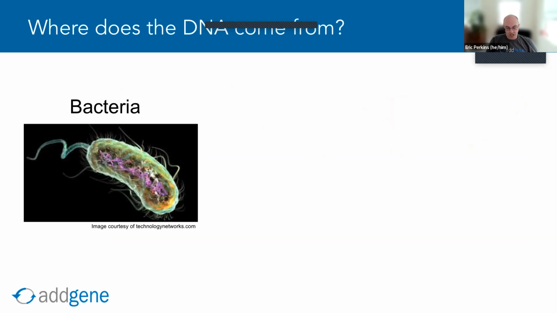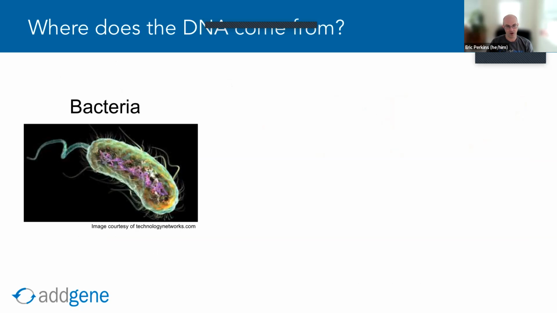So where does the DNA come from that is in these plasmids? What kind of genes do we have? We have them from lots of different organisms. We have them from bacteria. This is a blown up picture of E. coli, which is a very common form of bacteria that we have.